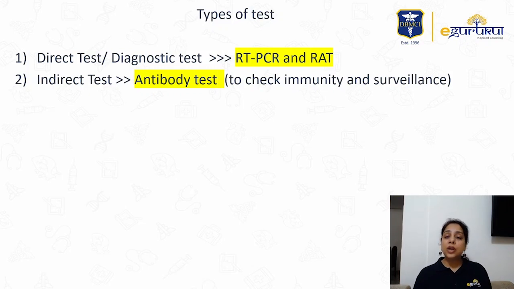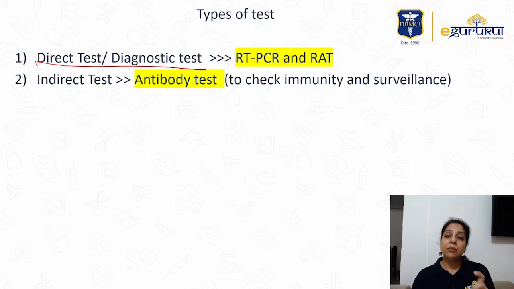We know there are two types of tests in the market. One is the direct test or the diagnostic test, that is RT PCR, or the rapid antigen test kit that is available in the market. And second is the indirect test, which is the antibody test kit. Actually, that does not test you for the COVID infection. That is just measurement of the antibody level inside your blood.